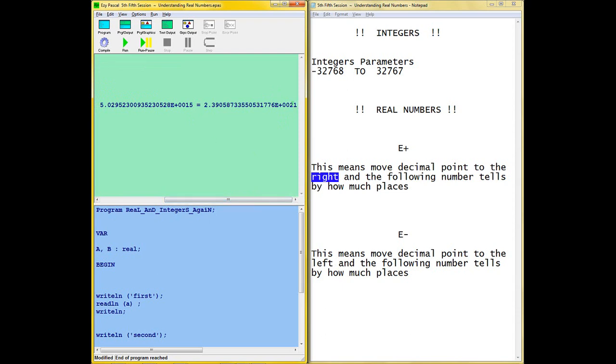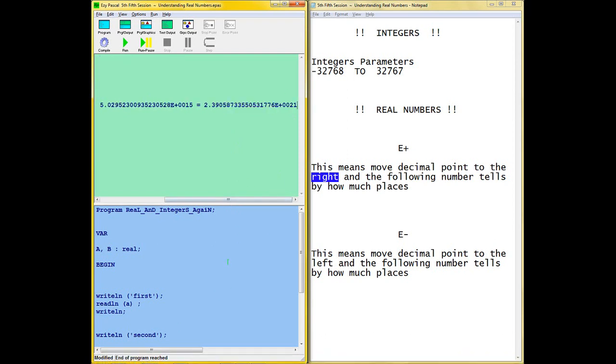It says to move it 21 spaces, but I'm not sure if you would want to use such big numbers or whatever, but that's just how it shows you. So it really means 2 however many million or billion or whatever, and you just move the point 21 spaces to your right.